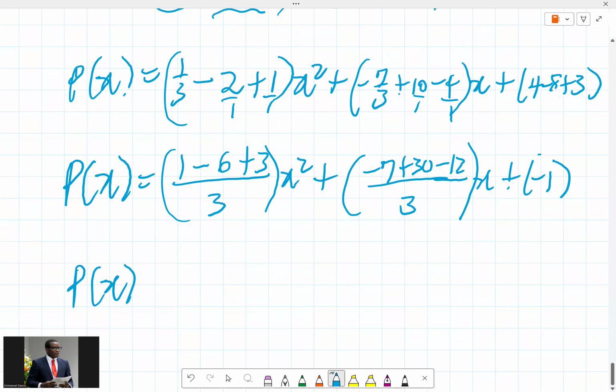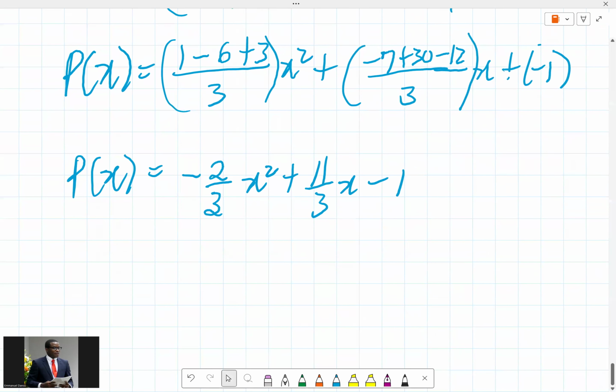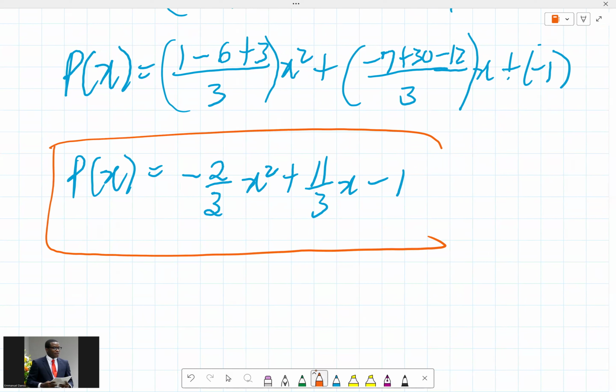So we have P of x equals 3 plus 1 is 4. I mean, 1 minus 6 is minus 5 plus 3. That's minus 2 over 3 x squared. Then we have 30 minus 19, right? That's 11. So that's plus 11 over 3x minus 1. Okay? So this turns out to be the extrapolation, the polynomial, the Lagrange polynomial for those 3 points we have.